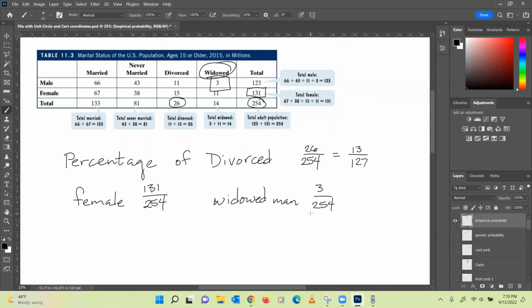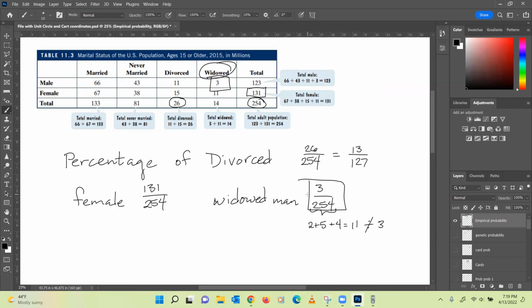Quick check, kind of a fun little fact. If we add all of those digits together, and if that sum is divisible by 3, then so is the whole number. 2 plus 5 is 7, plus 4 is 11. 11 is not divisible by 3. Therefore, 254 isn't divisible by 3. Just a little trick there. So that would be the percent of widowed men, the odds of getting a widowed man when we pick somebody randomly from this group. So that's how we would do our empirical probabilities.